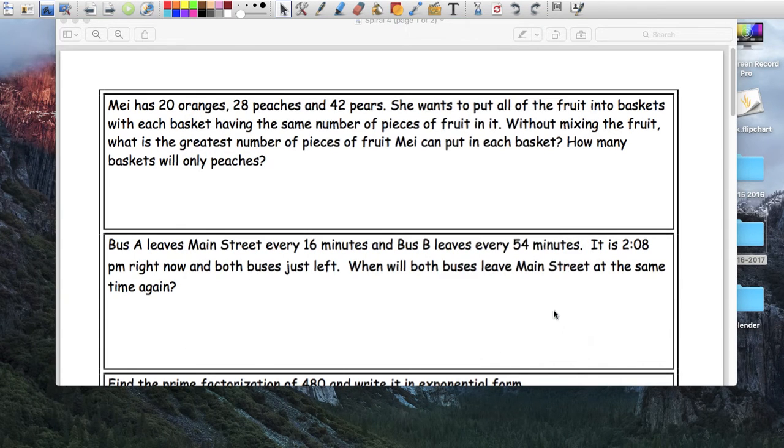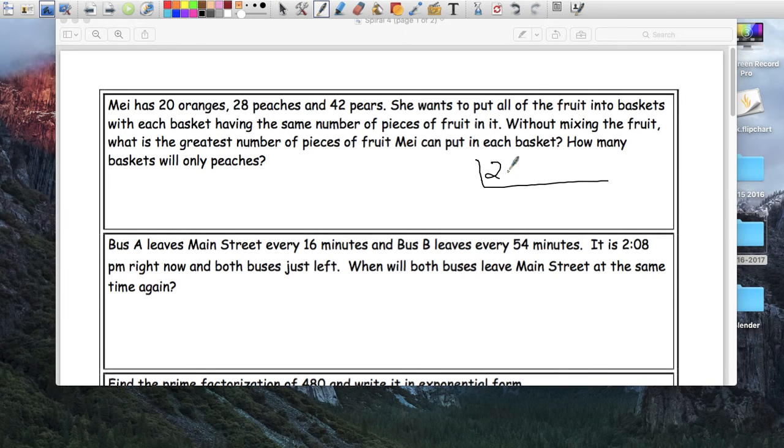Okay, so first question is definitely a GCF question, but it's not. You're having baskets, and each basket is going to have the same type of fruits. You're not going to have oranges and peaches in the same basket. So with that being said, you still do it this way. You can still use the ladder method.